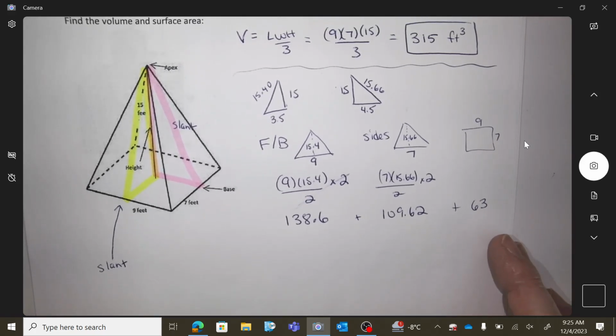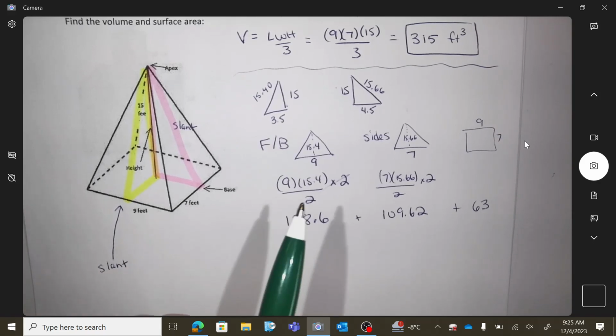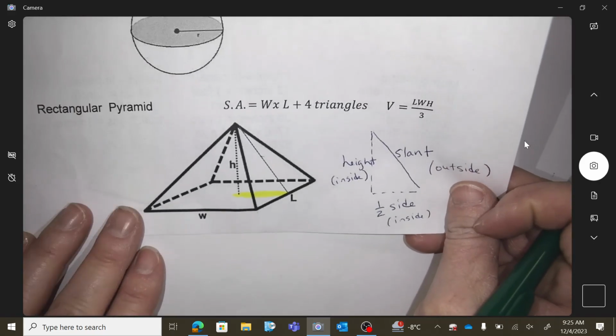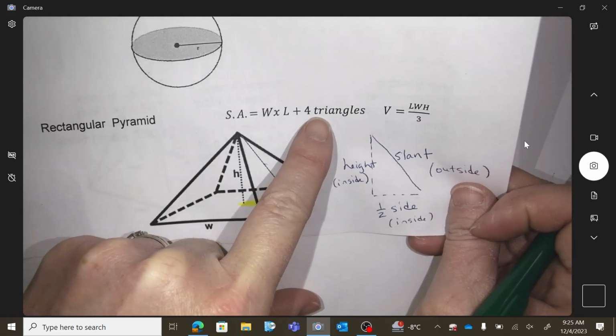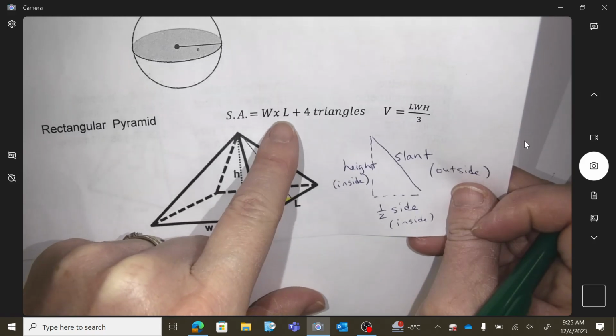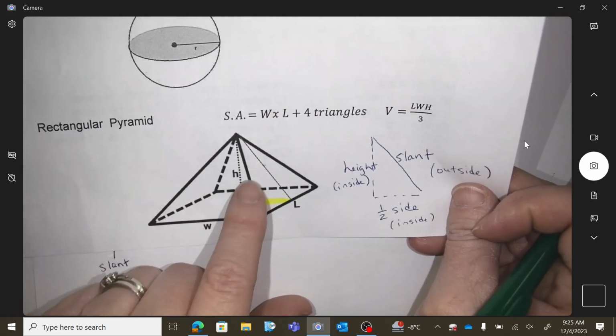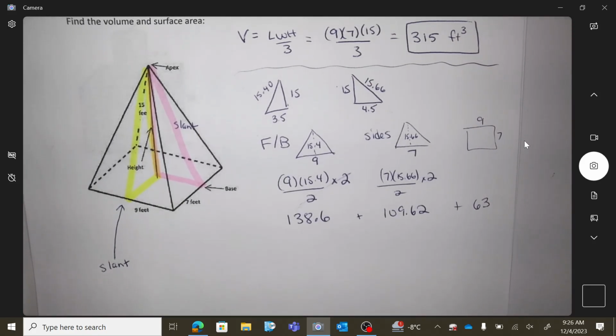Okay, and then we also have to add the square, or the rectangle on the bottom, sorry. So the formula on this one, the triangles, you just have to do them all separately if they're not the same. The length times width, that's the rectangle on the bottom. Okay, the final answer is making sure you add that all together.